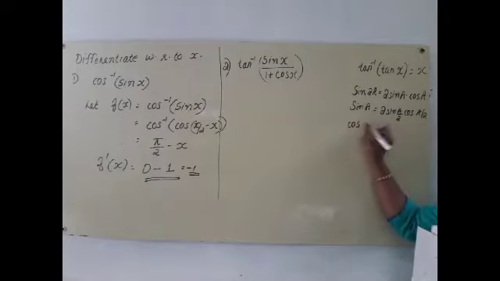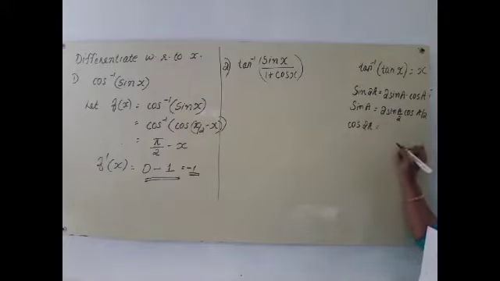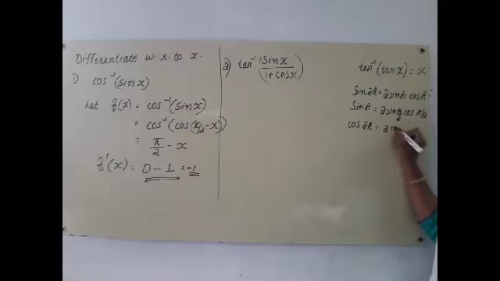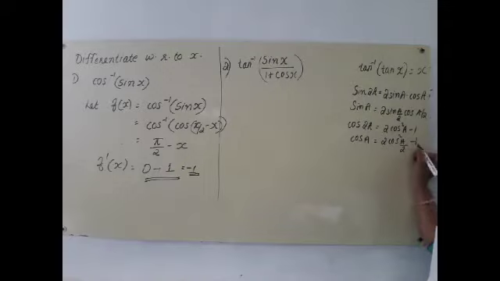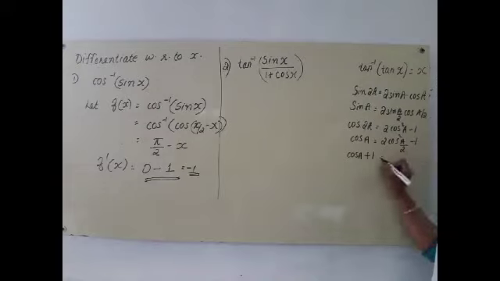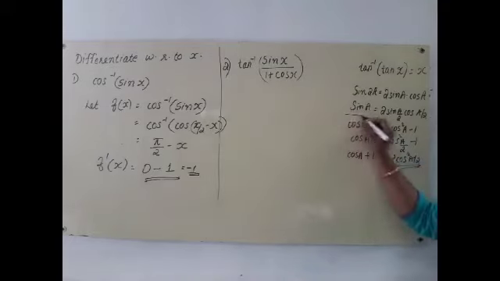Similarly, cos 2a is 2 cos square a minus 1. Then cos a is equal to 2 cos square a by 2 minus 1. When we transpose this, cos a plus 1 is equal to 2 cos square a by 2. Then how do we write sin x? Sin a is equal to 2 sin a by 2 cos a by 2.